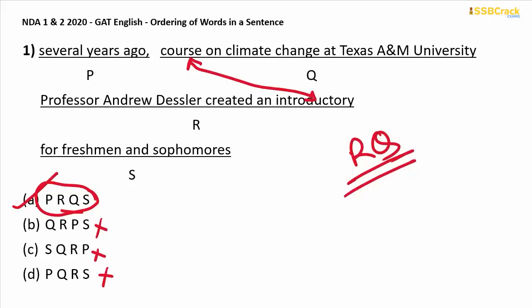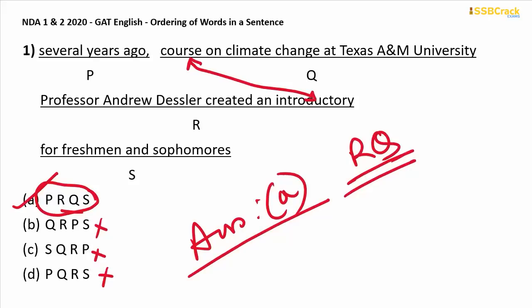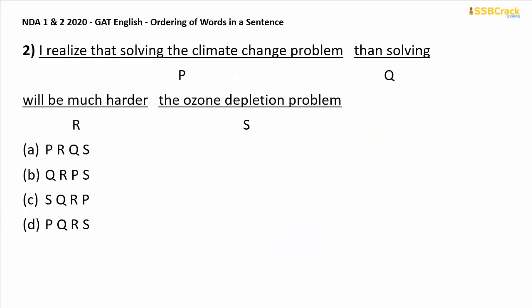So let's read it and put it once more in a complete sentence form, and let's see if it is correct or not. Several years ago, Professor Andrew Dessler created an introductory course on climate change at Texas A&M University for freshmen and sophomores. So yes, it is a complete sentence, and therefore your answer is option A. Let's go to the next one and use the same trick. Let's find out the answer.